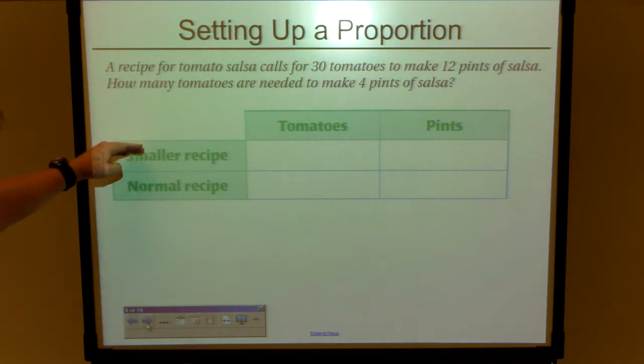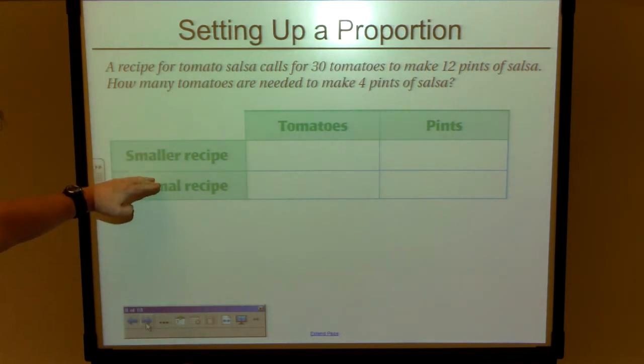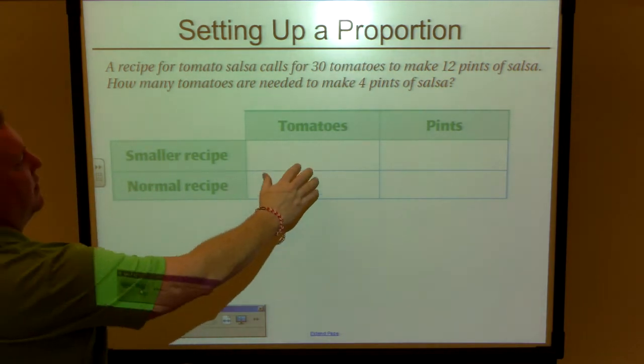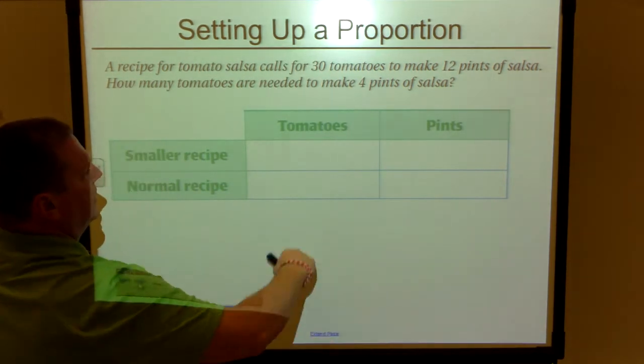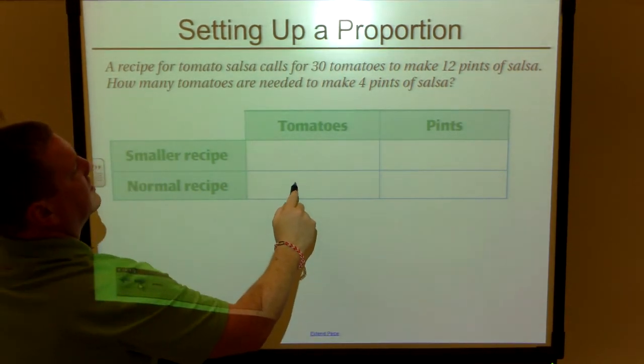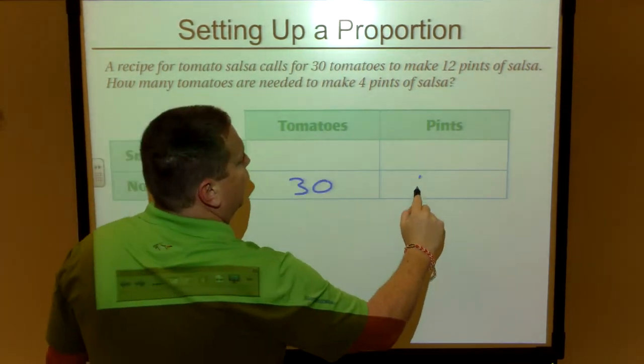We've got 2 recipes. We've got the smaller one, and we've got the normal recipe, so this is actually the 12 here. We've got tomatoes and pints. The original recipe would be how many tomatoes, which is going to be 30, to how many pints.